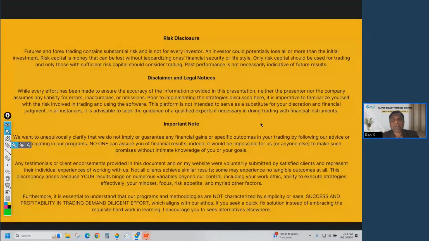Before I get started, I need to show this customary disclaimer: whatever I talk about is not a guarantee of performance. The financial performance varies by individual. So depending on each person's risk appetite, the results will also vary.